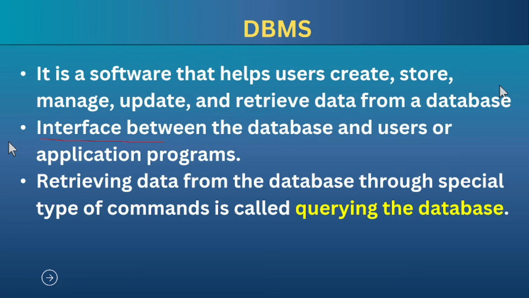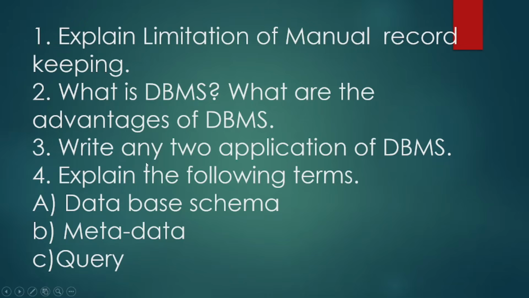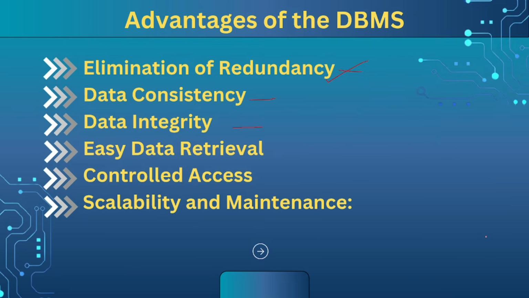Next, you can retrieve the data from the database through a special type of command called querying the database. What does it mean? Whenever you want any answer, you will be using the command, right? That we can call querying the database. So these are the points you have to mention. Next one is advantages. You can just mention elimination of redundancy. Redundancy means duplication. Next one is data consistency, data integrity, easy data retrieval, controlled access, scalability and maintenance. So these are all the points mentioned for the advantages.